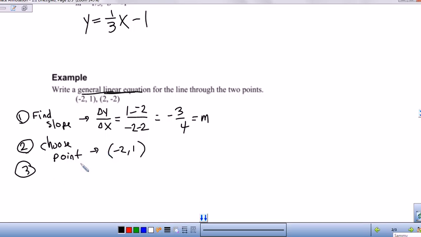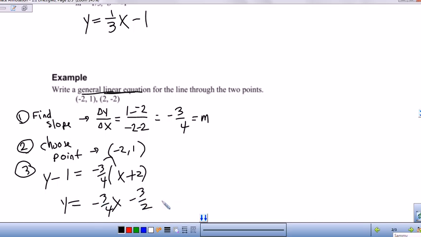So now that we have a point and slope, let's put it in point slope form. So it's going to be y minus 1 is equal to your slope, which is -3/4, times x minus x, which is minus -2, so that's plus 2. And when you simplify this, you'd have -3/4 x minus 3/2, bringing that 1 over, so that'd be plus 1. And then putting those together, you'd have -3/4 x minus 1/2.